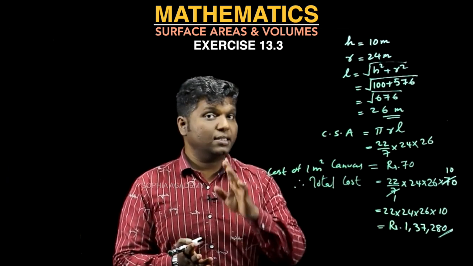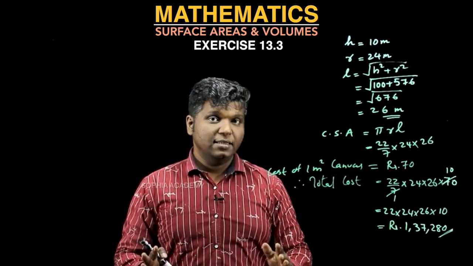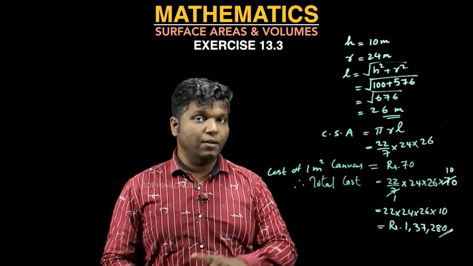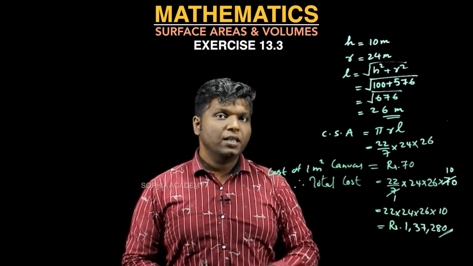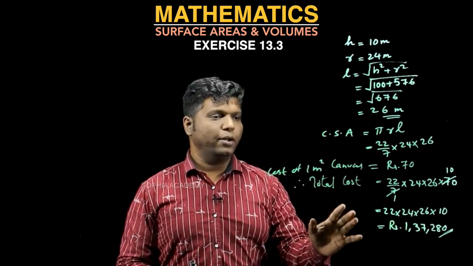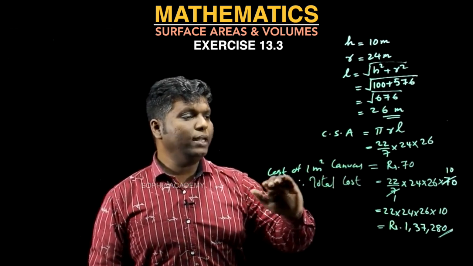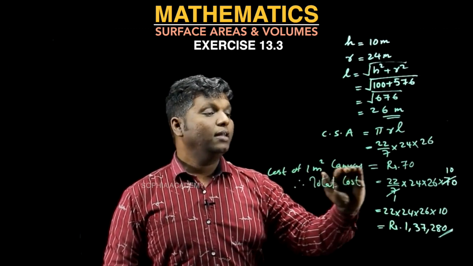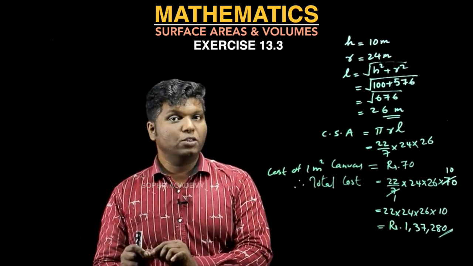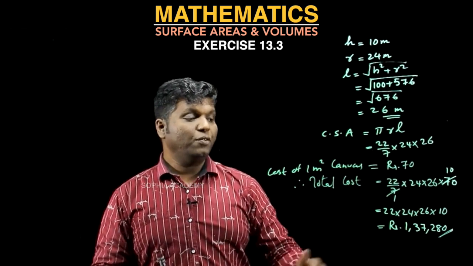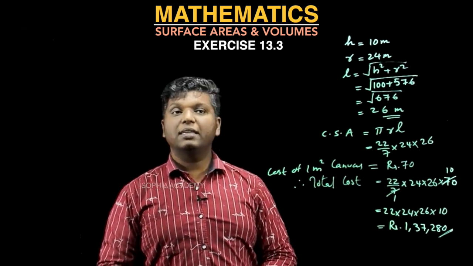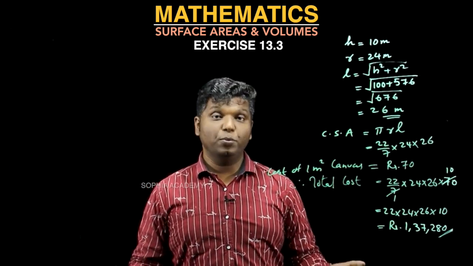Here you understood that it's a canvas, it's a tent, right? So that's why there is no need to find the base area. So we neglected the base area. That means we just focus on the curved surface area only. So you got the equation, and you already know that in the question it is given that it is 70 rupees for 1 meter square of cloth. So the total cost is the total area multiplied by 70, and finally you are getting the answer 1,37,280 rupees. That's the answer.